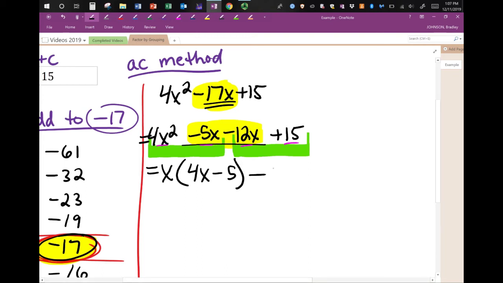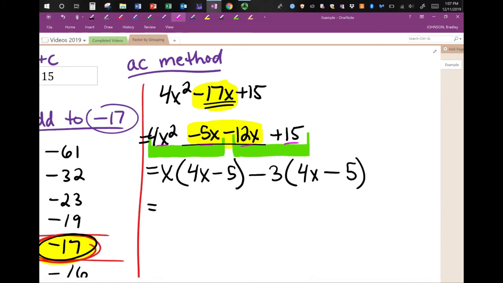12 and 15 have a 3 in common. 3 times 4, and with a negative, brings you to negative 12. I'll put an x with it because we didn't touch the x. A 3 to get to positive 15. So we have a negative here. We'd need to put a negative here. 3 times 5 is 15. Negative and negative make it a positive. So we have factored by grouping in that step.